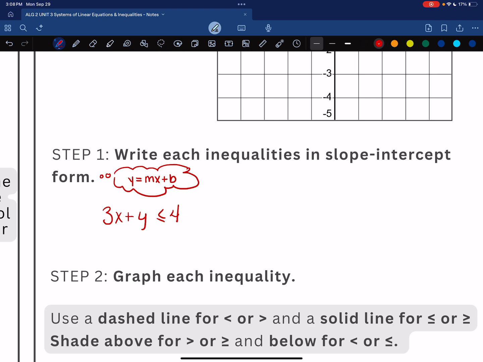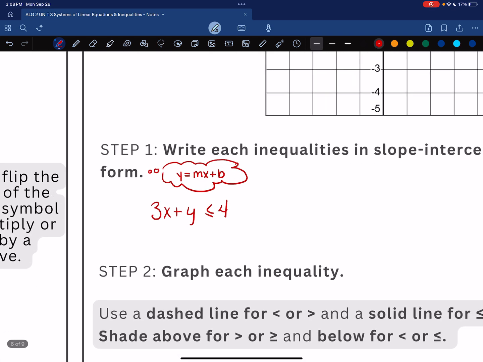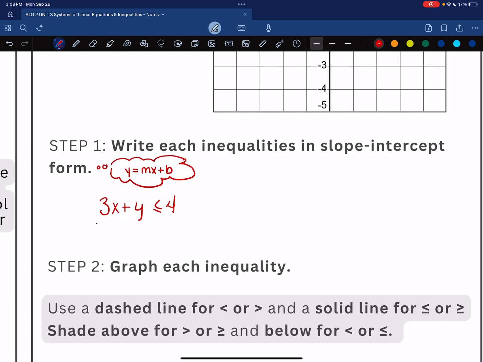So all we need to do here for this one is just take that 3x and pass it to the other side. And to do so, we'll just subtract 3x. So that'll be y less than or equal to negative 3x plus 4. I'm going to put the negative 3x first because it's the linear term, and that's usually before your constant term. So now this is ready.